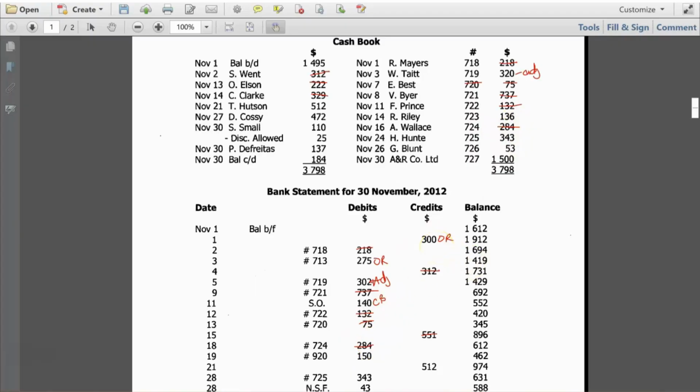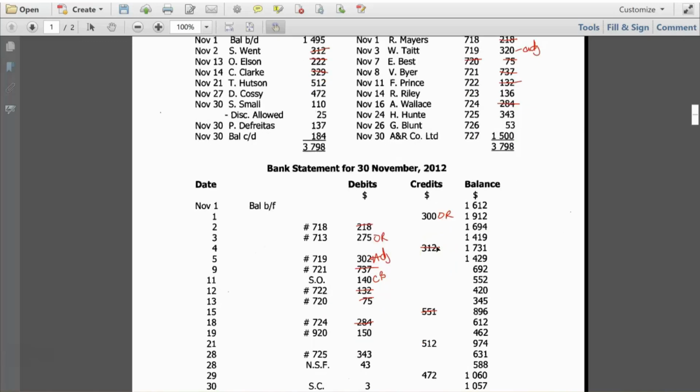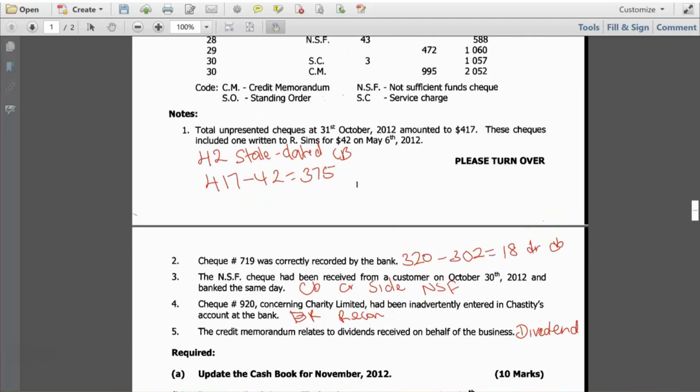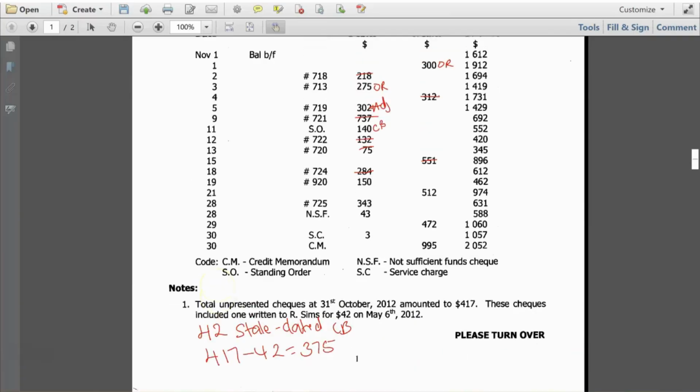Then we have check 920. I believe we do have a note on this. Just scroll back down to our notes quickly. Right here it is, check 920. This is a bank error that we have to use in our bank reconciliation. So you can just write BR to remind you that you're going to use it in your bank reconciliation.